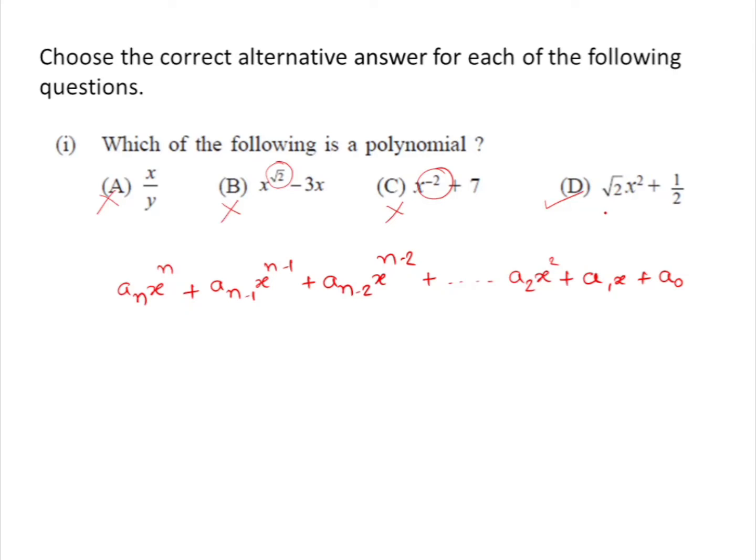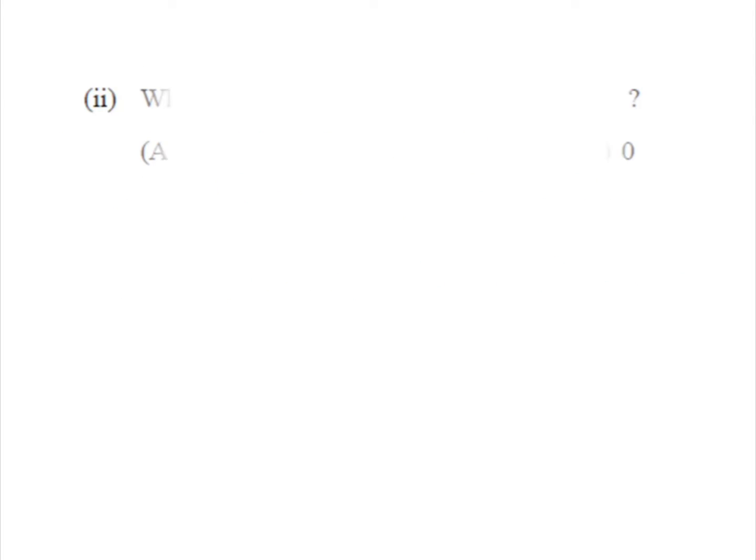Now one thing we should note here, that the coefficient of x square is root 2, which is an irrational number, but that's okay if we have it as the coefficient of any term in the polynomial. If it is irrational, that's okay, but we must not have the power of x as an irrational number, as it is in option B. So here alternative D is the correct alternative, that is the expression given in alternative D is a polynomial. Let's have the next question.